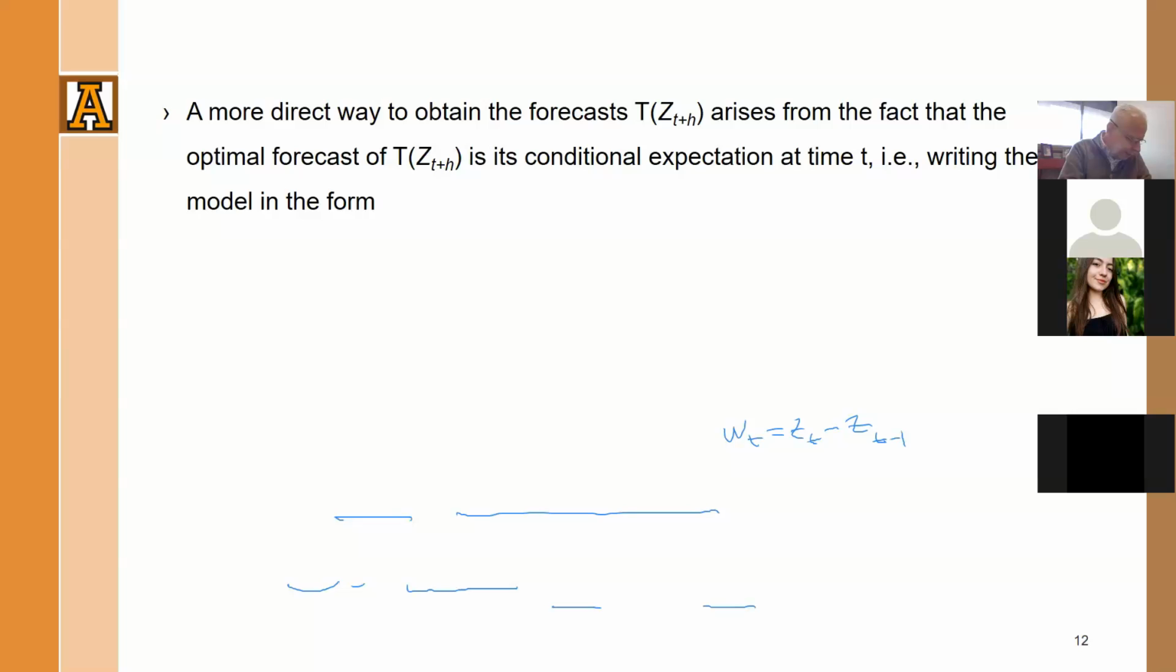So a more direct way to obtain this forecast comes from the fact that the optimal forecast of the transformed Z_{t+h} is its conditional expectation at time t. Okay, that in general is going to be the case. The optimal forecast is going to be the conditional expectation at time t.